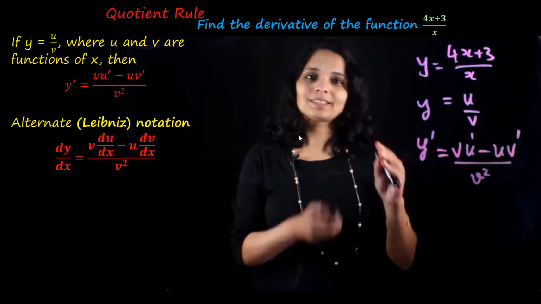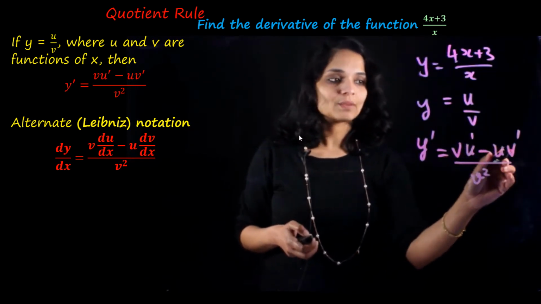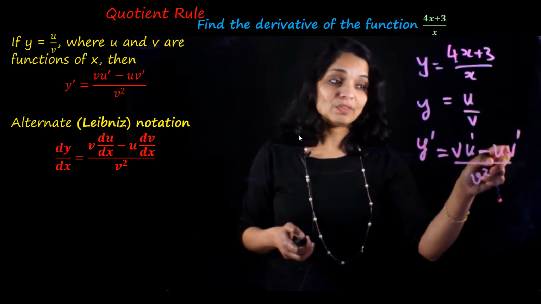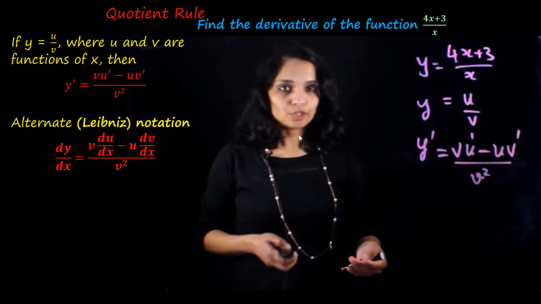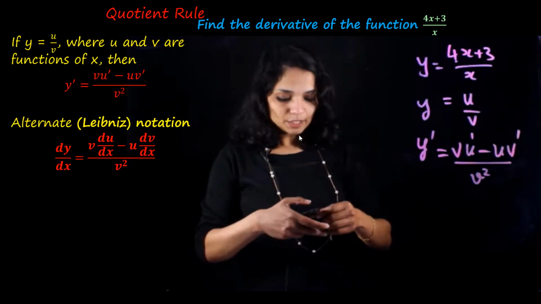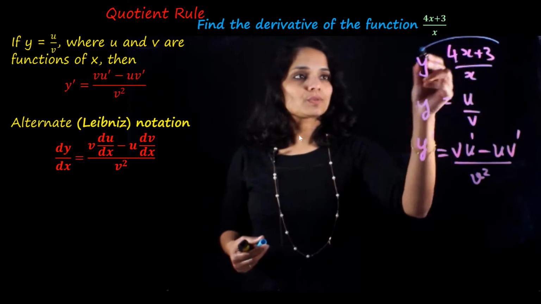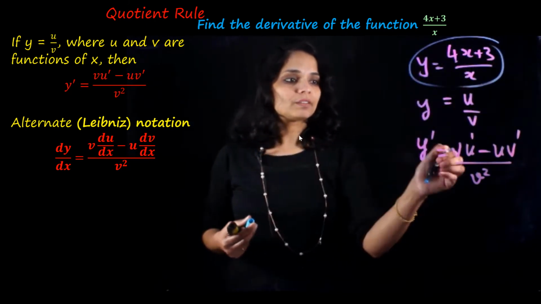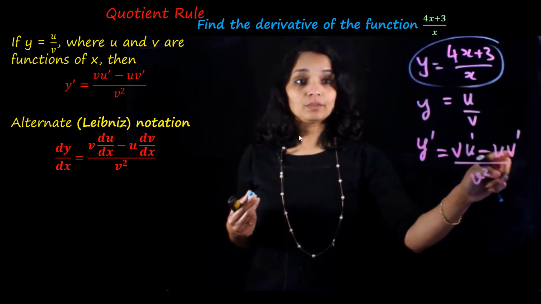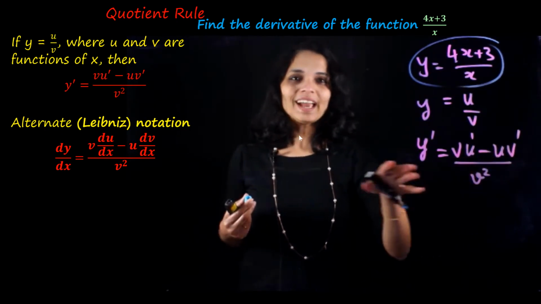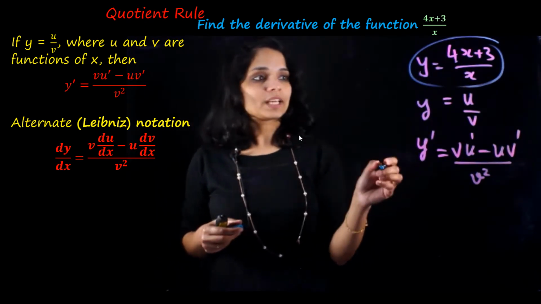It's the same thing, just a different way of writing it. And u dash is du on dx and v dash is dv on dx. It's the same expression. You can use whichever is more comfortable for you. So coming to this question, to find the derivative of y equals 4x plus 3 on x, the first thing I'm going to do is find the derivatives of u and v, and then substitute back into this equation. Let's do that now.